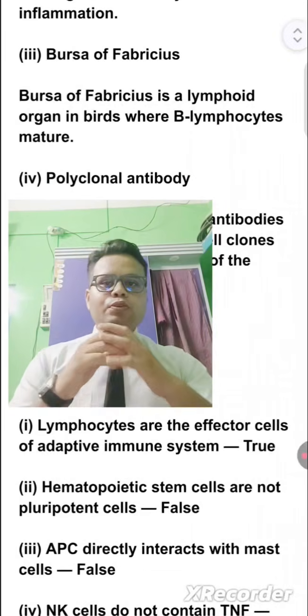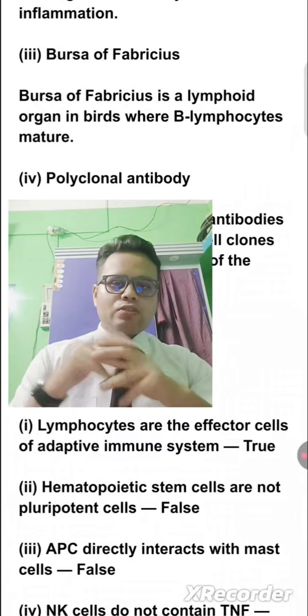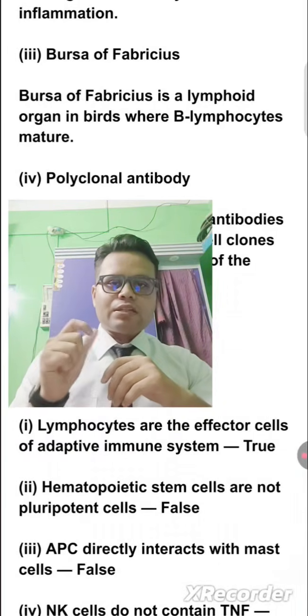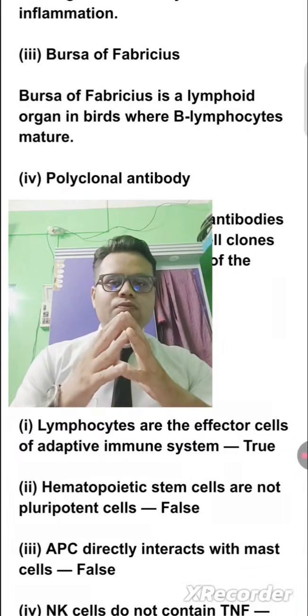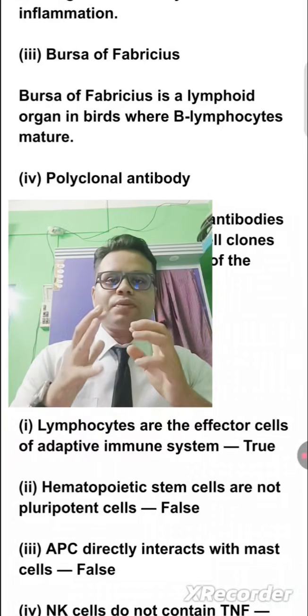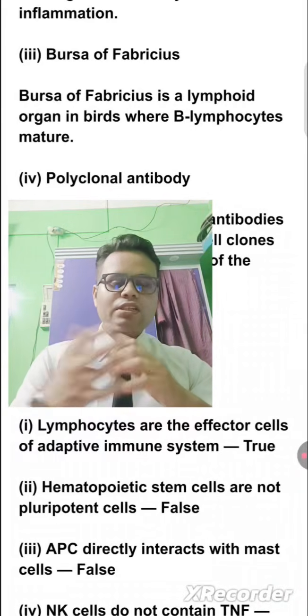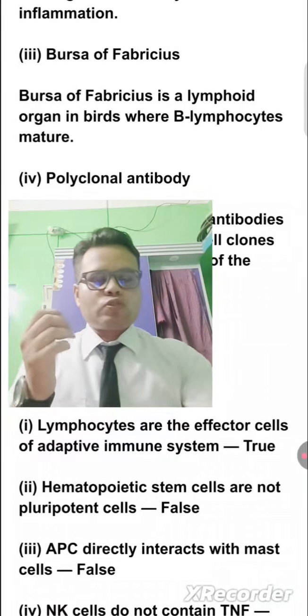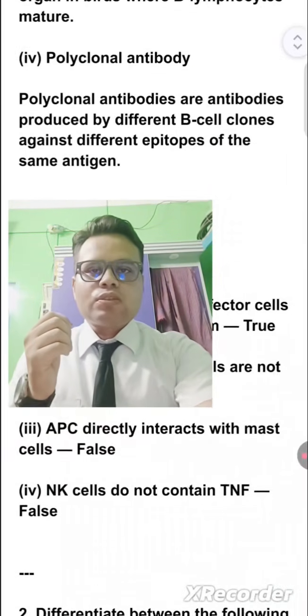Next, Bursa of Fabricius. The Bursa of Fabricius is a lymphoid organ in birds where the B lymphocytes mature. First of all, the Bursa of Fabricius is the lymphoid organ in birds where B lymphocytes mature.